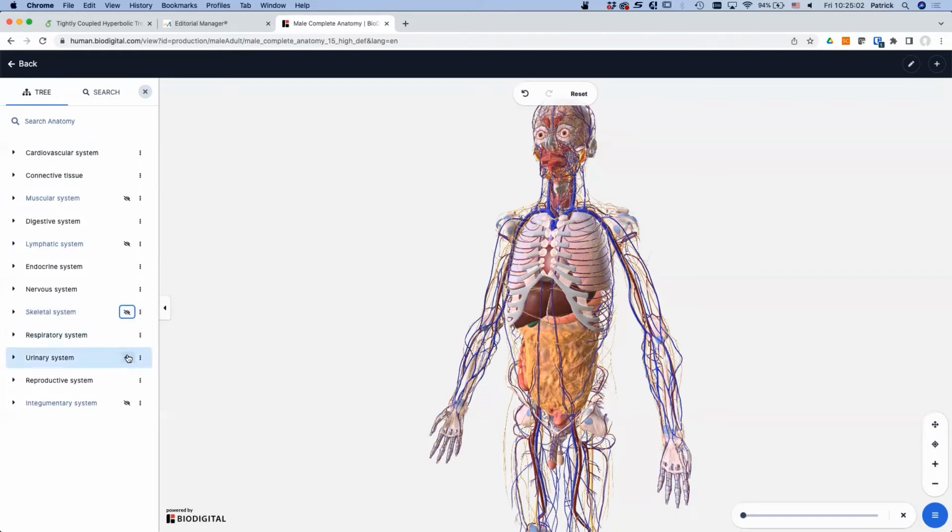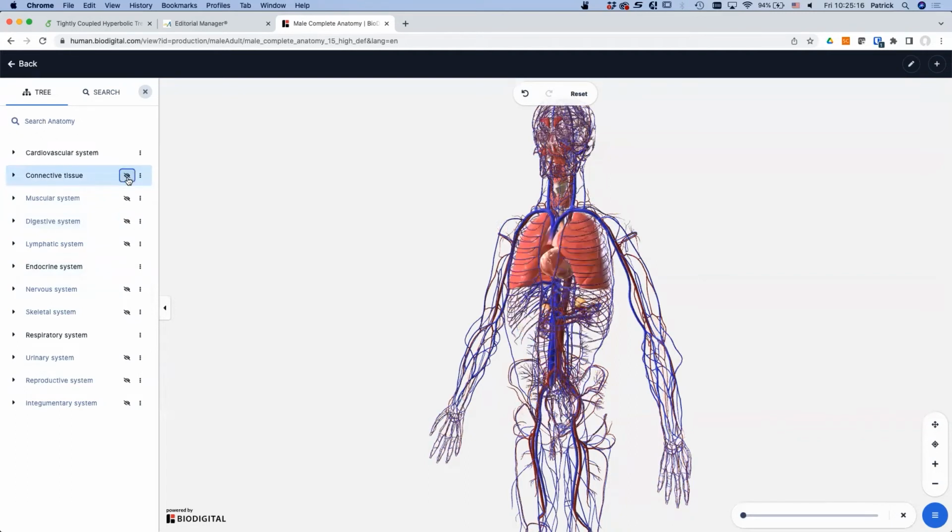Of course, the respiratory system we need. We don't need this one. We can turn off the nervous system. We can turn off the digestive system. We can turn off the connective tissues. And the cardiovascular system I would like to keep in.